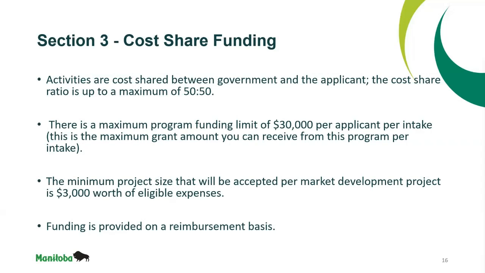The minimum project size that will be accepted per market development project is $3,000 worth of eligible expenses. Just to clarify, in terms of project size versus contribution, the maximum project size you need to submit is $60,000 in order to receive a contribution or a grant up to the maximum funding limit of $30,000. If you are unsure about the eligibility of some items, then you can ask in advance or submit a budget that may be slightly larger, such as up to $70,000. Then there's a little bit of padding there, so you're not leaving any money on the table.